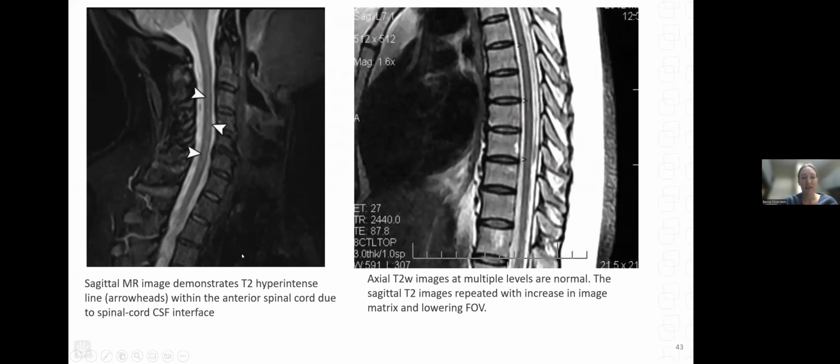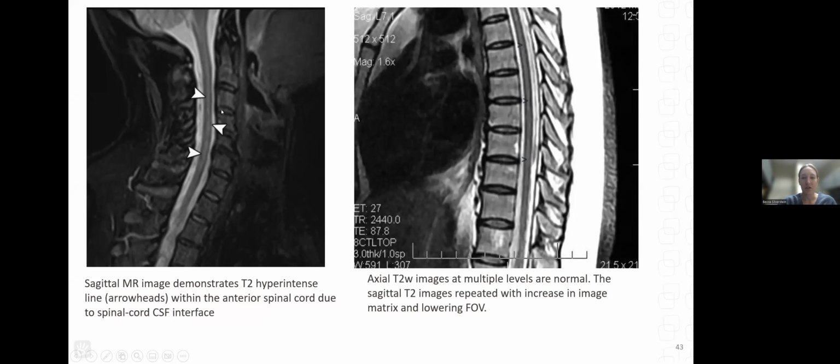Gibbs artifact, specifically at the CSF-spinal cord junction, can sometimes mimic a syrinx, and so that's why it's important to know what this is so that you're not diagnosing someone with pathology that doesn't exist. So here on the sagittal MRI, we have a T2 image. You can tell we're looking at a T2 image because the CSF is bright and the spinal cord is darker, and the arrows are pointing to this light, hyperintense signal that's all the way through the cord. And so that would be kind of concerning.